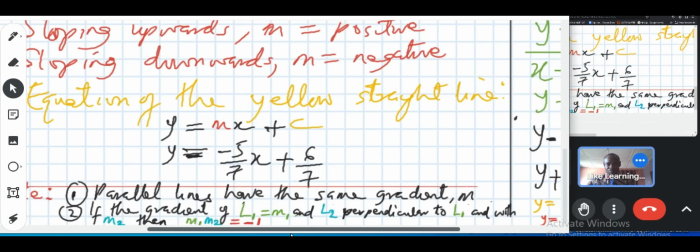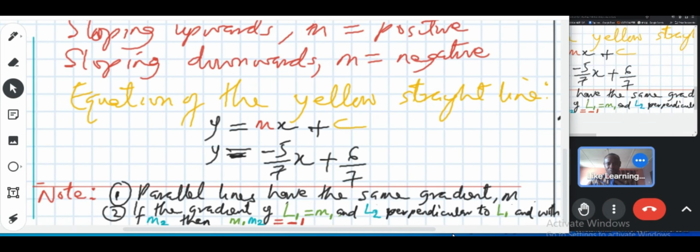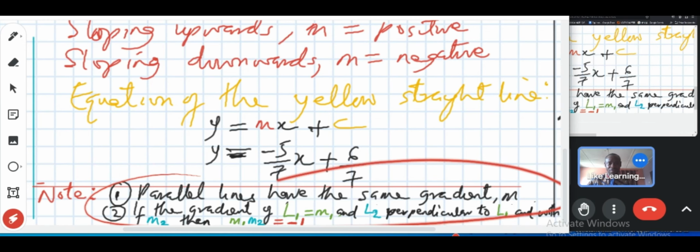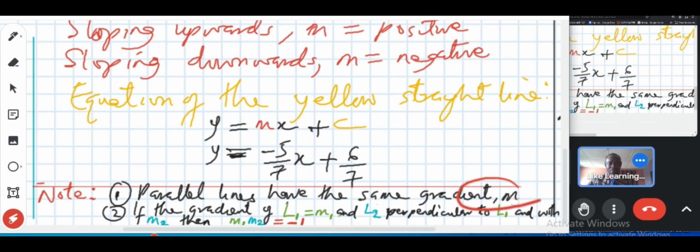So this point is very important. Parallel lines have the same gradient, m. Now, the second point is: if the gradient of line 1 is m1, and line 2 is perpendicular to line 1, and line 2 has a gradient of m2, then m1 times m2 will give you -1. I will explain.